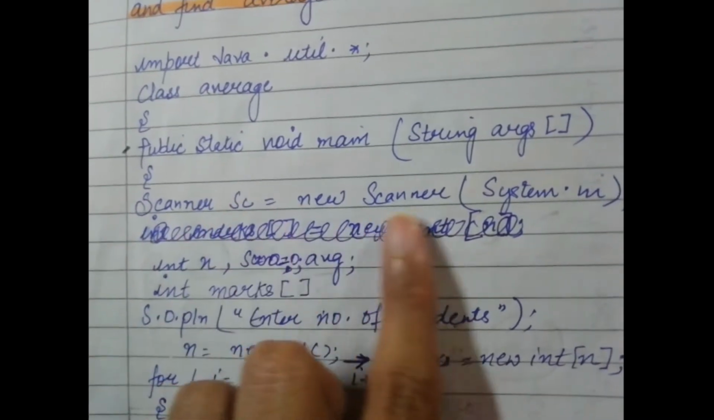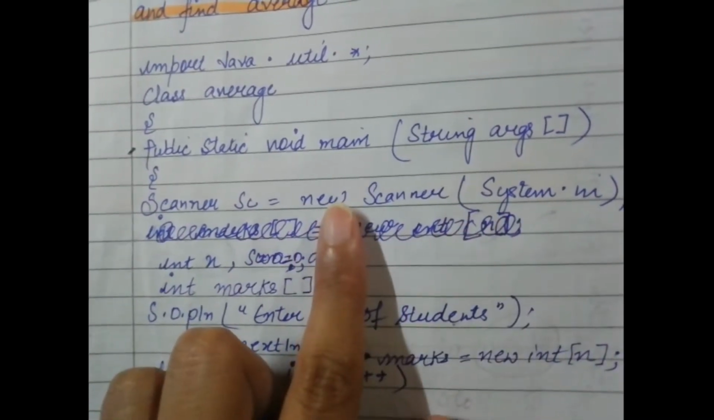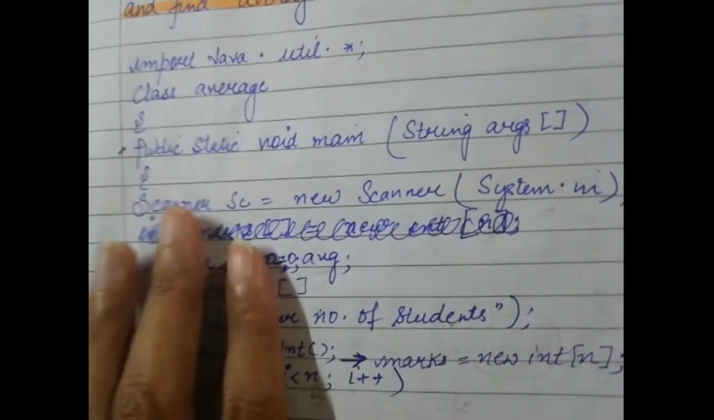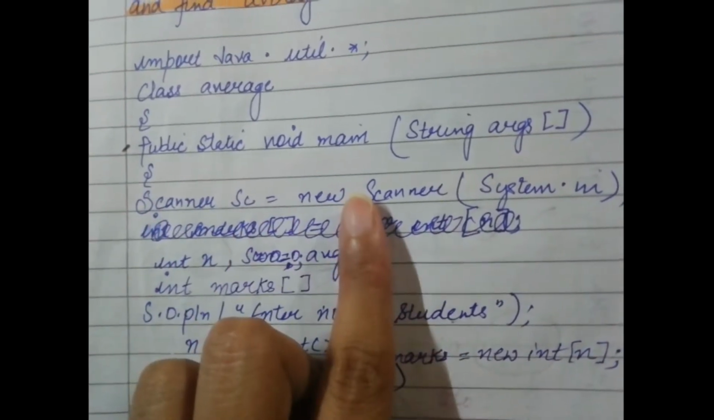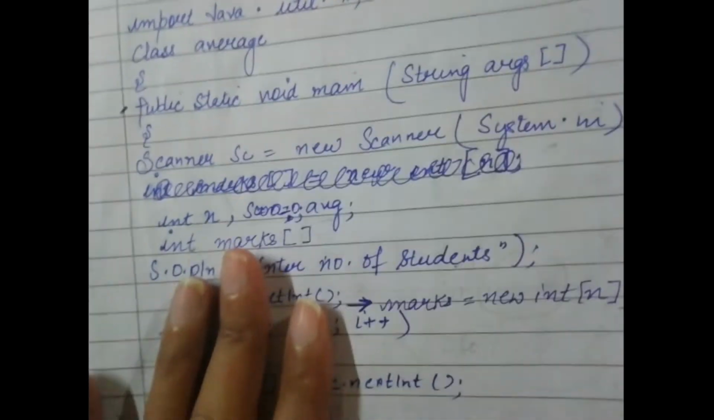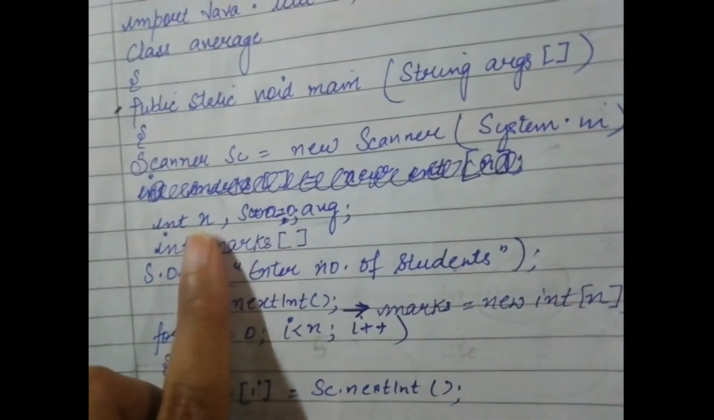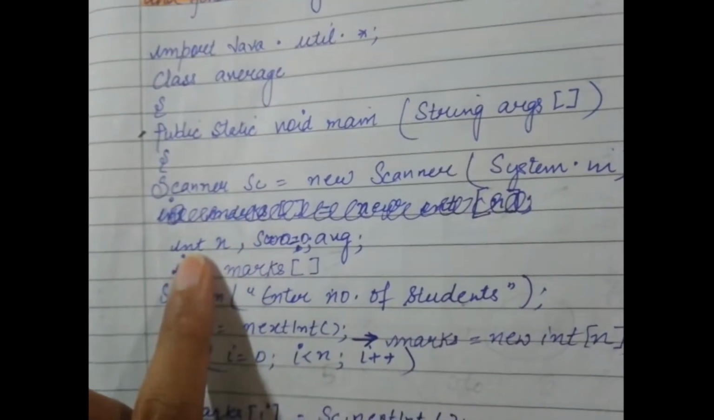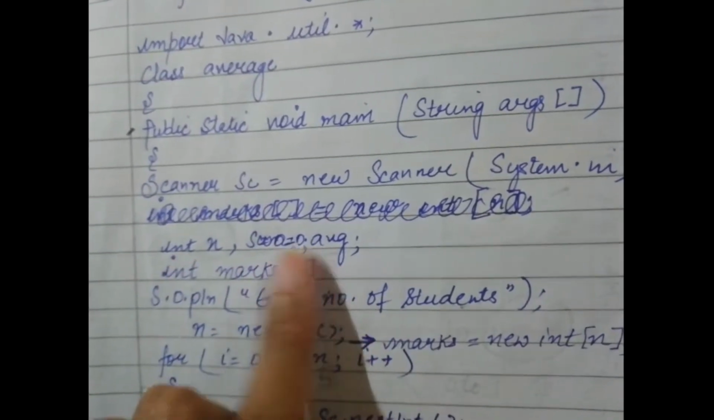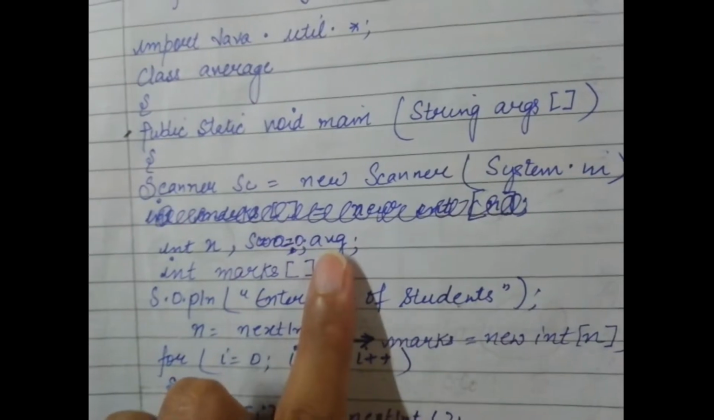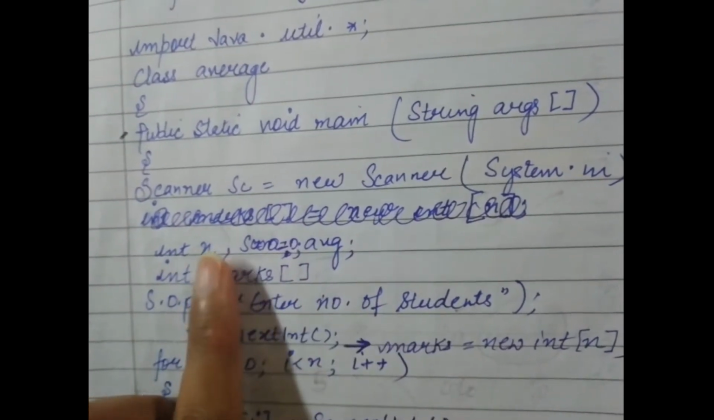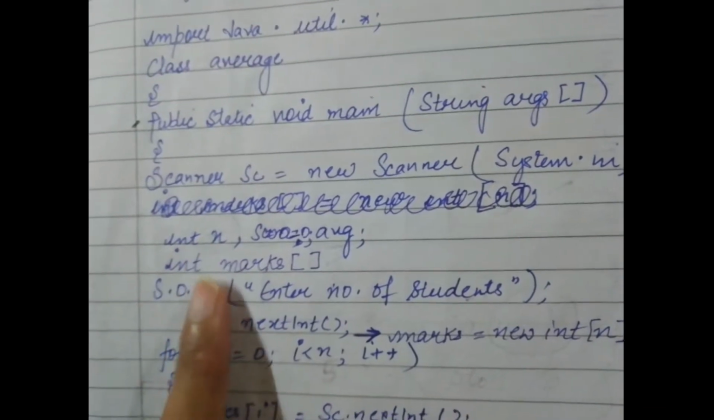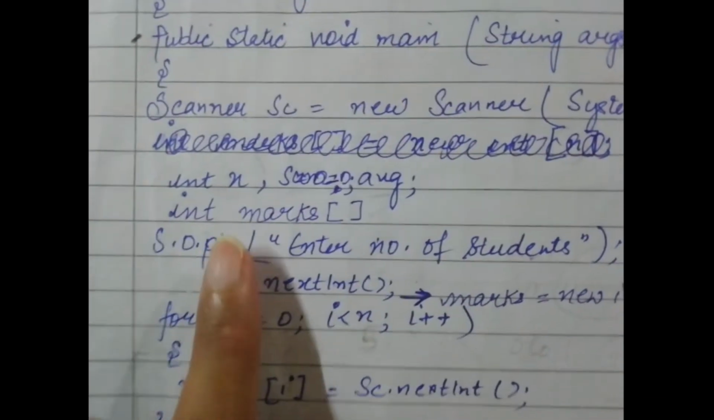What this statement does, it makes a connection with the keyboard. So int n, the value of n that needs to be entered by the user, which is of type integer. sum equals 0 and average. These three are variables which are of type integer. Next we have int marks.